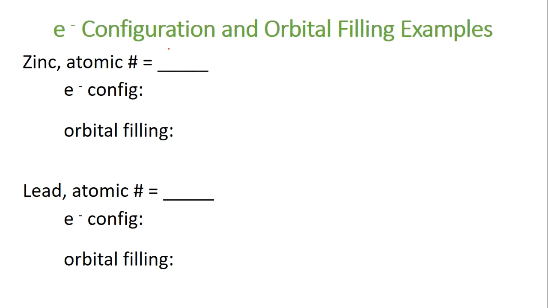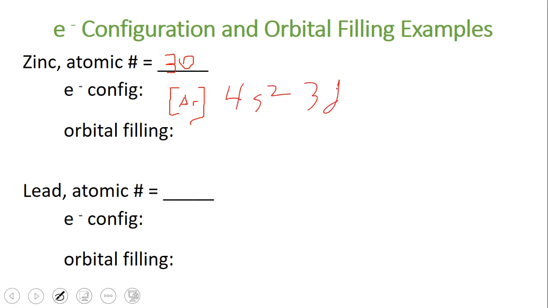So zinc, which is number 30, you can say is everything argon is, which is 18, plus 4s2 and then 3d10. So that's argon is 18, 2 is 19 and 20, and then plus 10 is 30. So that's another way to look at that.